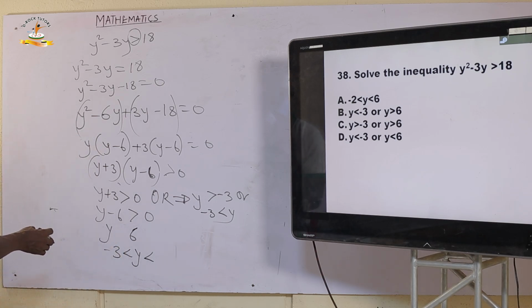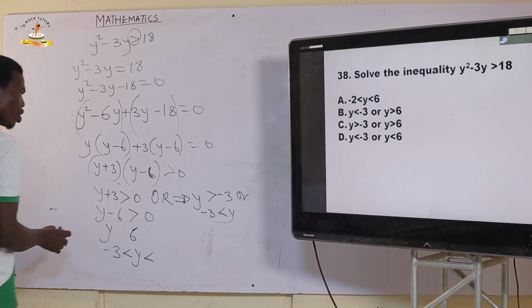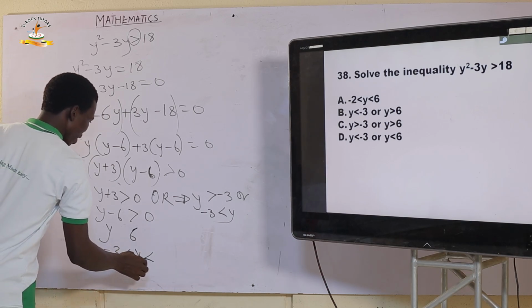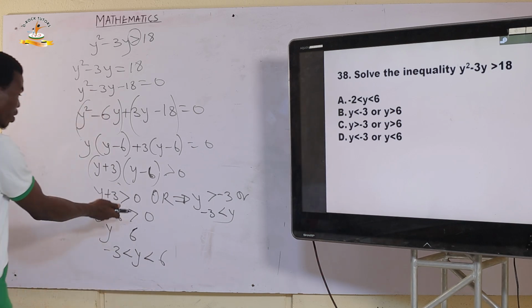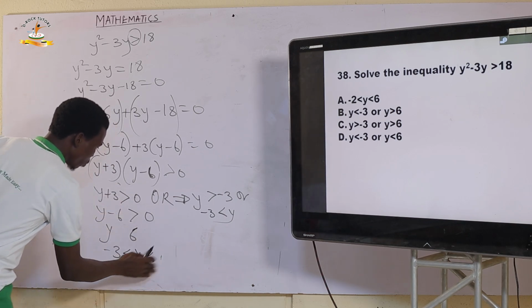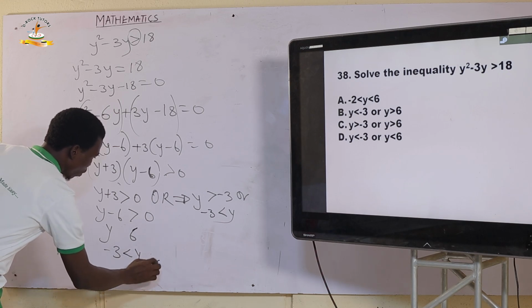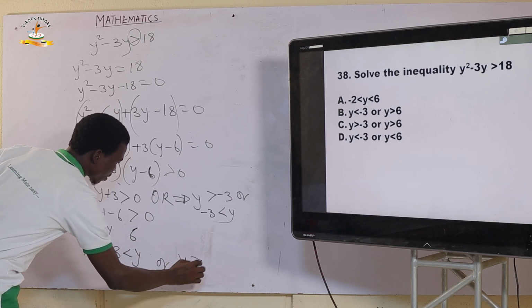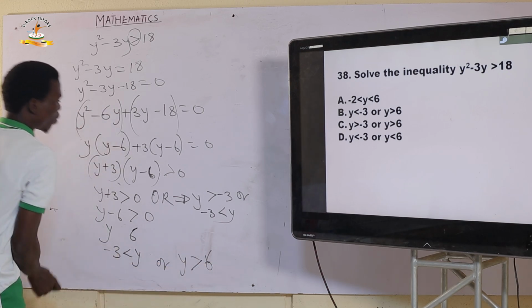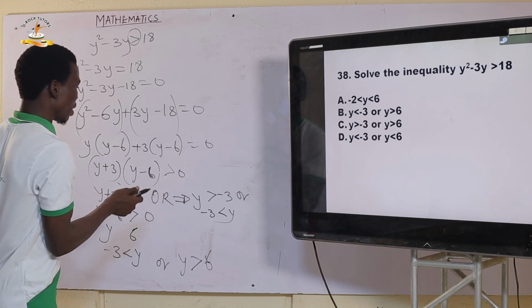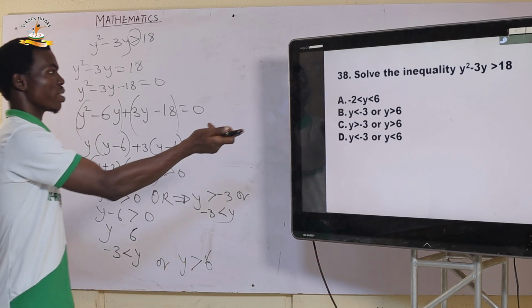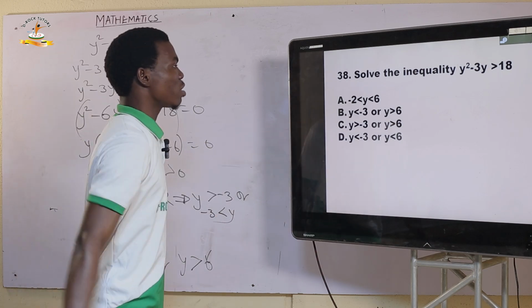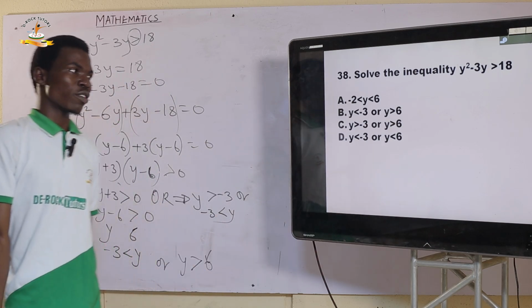So it has to be minus 3 less than y, and y is less than 6, or y is greater than 6. Minus 3 is less than y or y is greater than 6. So it's either y is greater than minus 3 or y is greater than 6. And that combination is going to be C. So C is the right option.